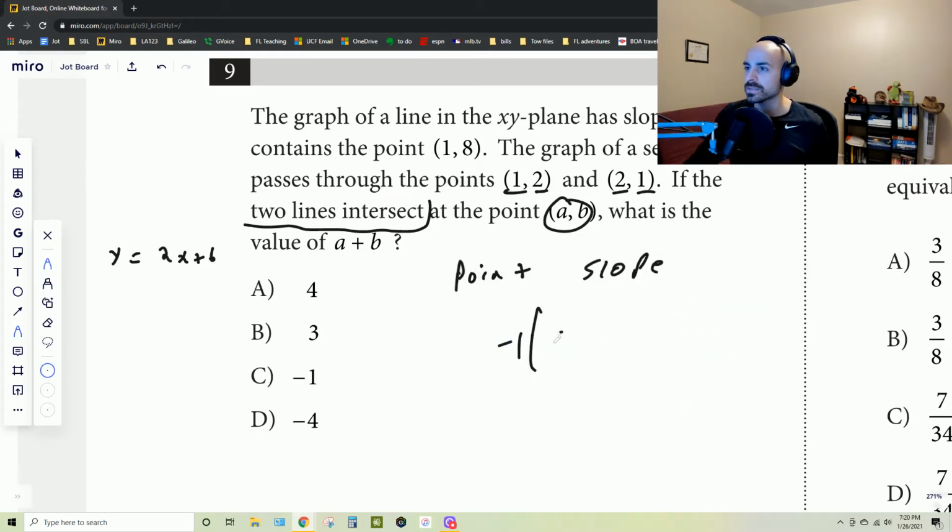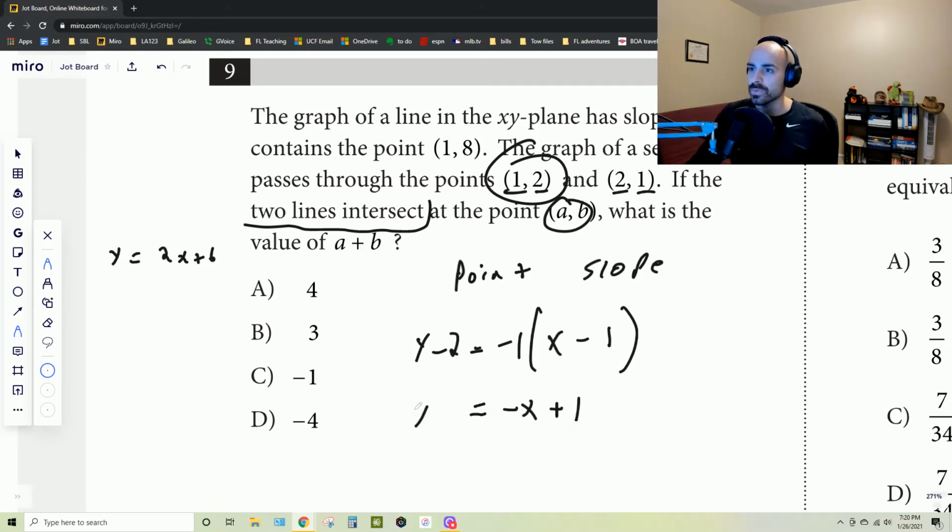That would go outside of x minus x1, y minus y1 equals that. And then we can pick any of these two points. I'll just go ahead and pick the first one there, those two coordinates. So that's 2, and this becomes 1. After I distribute that, I end up with y minus 2 equals that. y equals negative x plus 3.